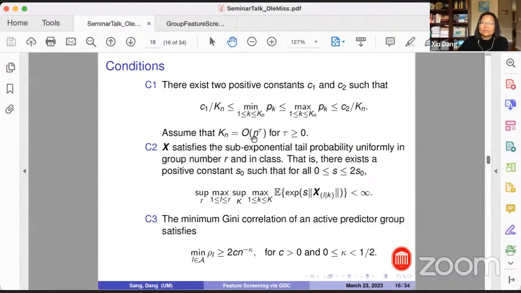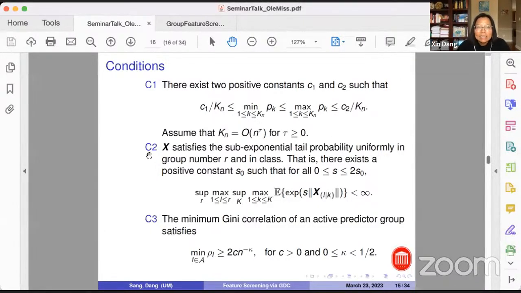So you are able to deal with a diverging number of classes, right? And your first condition is just that the smallest p_k, the smallest label probability, and the largest class probability are of the same magnitude, not dominated by a few classes.